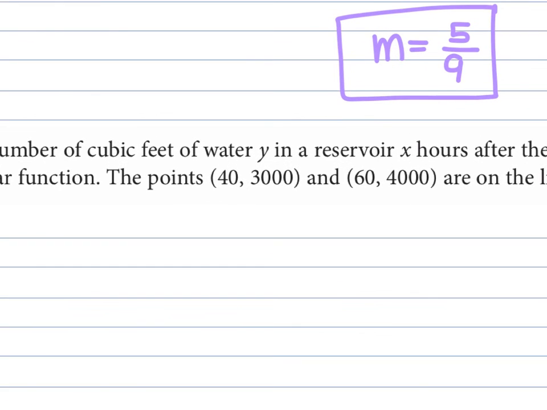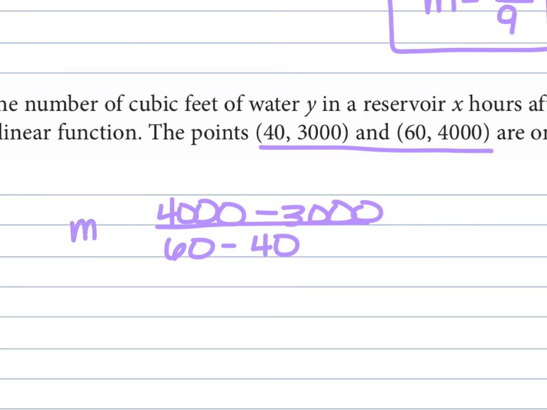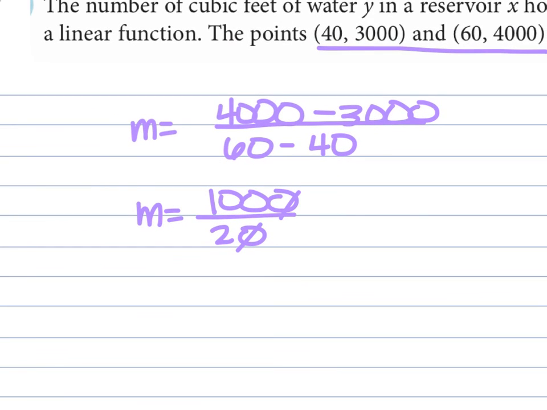For our next one, we're using these 2 points. So we're going to do 4,000 minus 3,000 all over 60 minus 40. So m is equal to 1,000 over 20. We're going to get rid of those zeros, and 2 goes into 10 five times, so slope is 50.